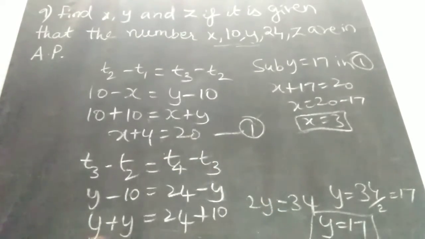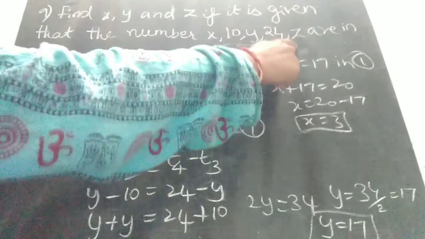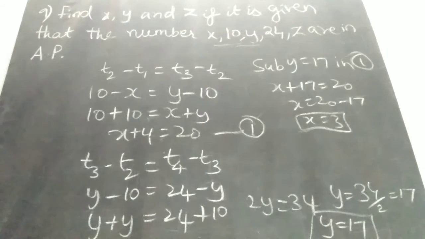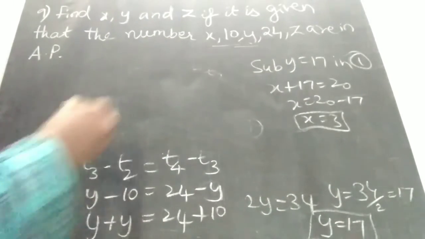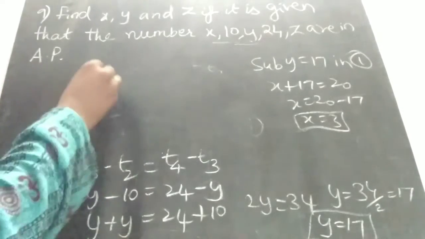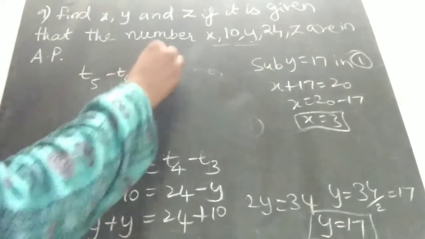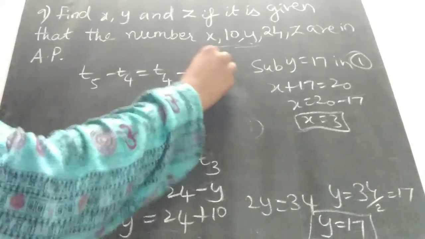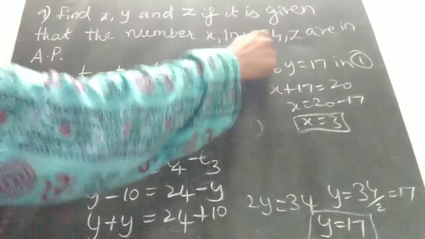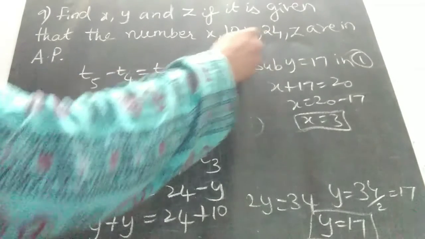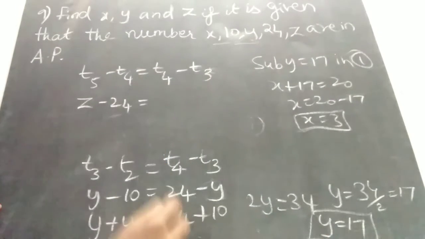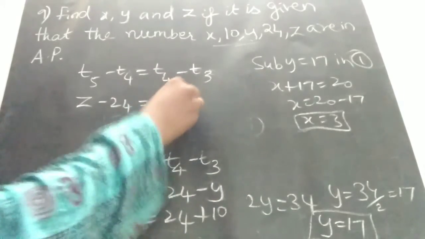Now we want to find the z. Here you have z in the last fifth term. Now again apply the common difference d. What is the common difference again? Common difference: t5 minus t4 equals t4 minus t3. t5 minus t4 is z minus 24. Now t4 minus t3 is 24 minus y.